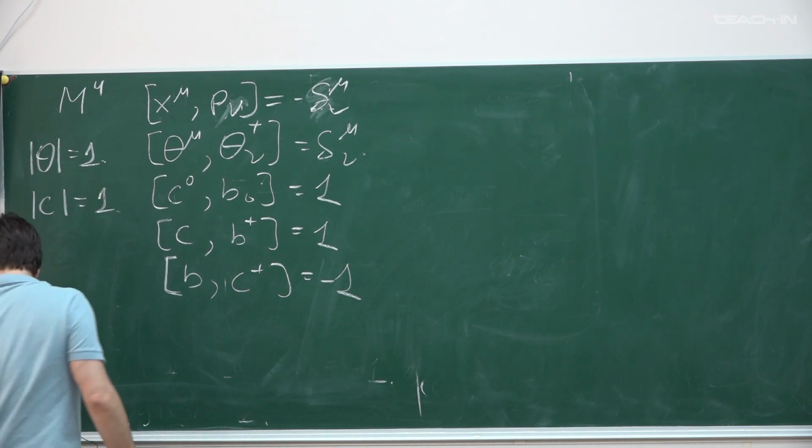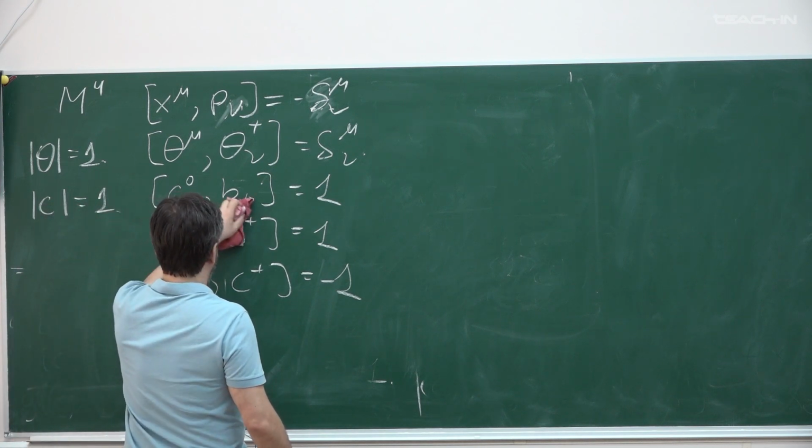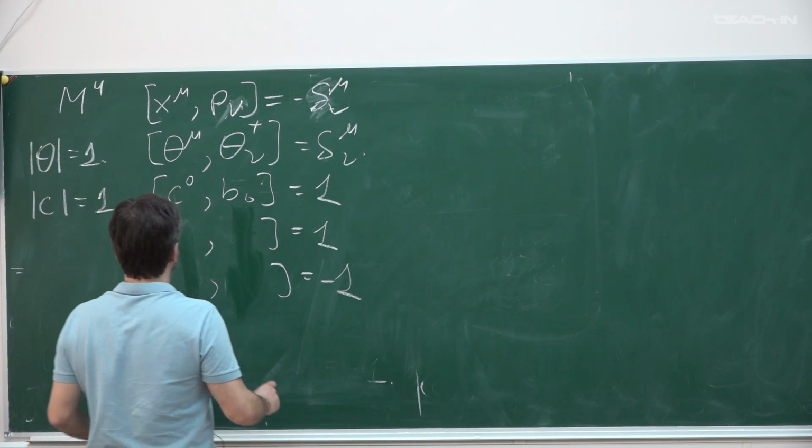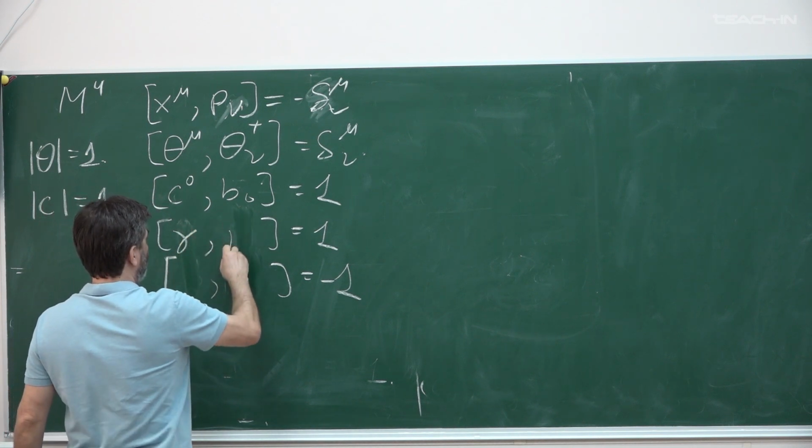And let me change the notation a little bit. Sorry, I want this to be, it's tradition to use gamma and beta, because these are bosonic ghosts.